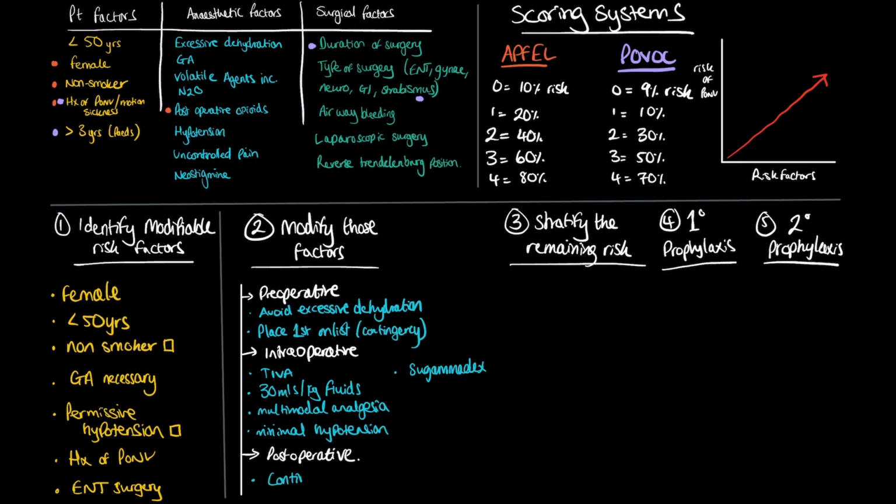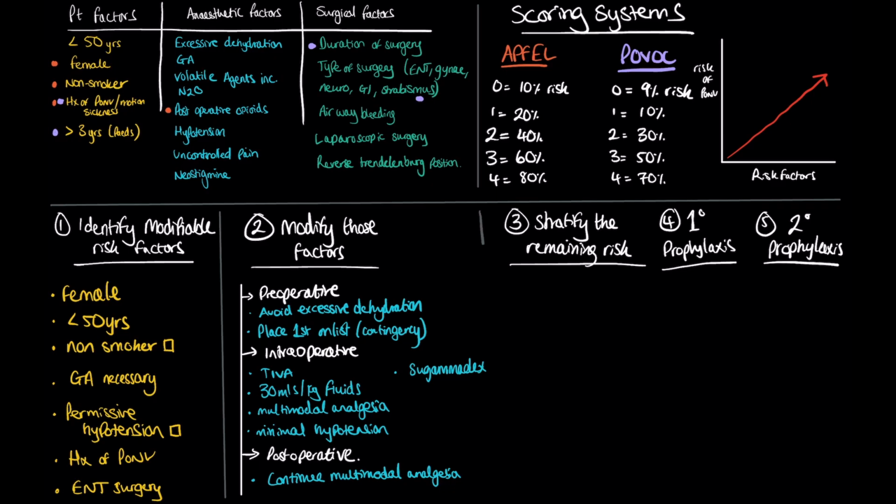Post-operatively, there's little we can do at this point, but continuing to ensure adequate hydration and maintaining a multimodal strategy for analgesia can help reduce the risk of any post-operative nausea and vomiting from developing. The other thing to consider here are any enhanced recovery pathways that may be relevant to the procedure. So with this comprehensive anaesthetic strategy, we've modified the risk factors that are modifiable.